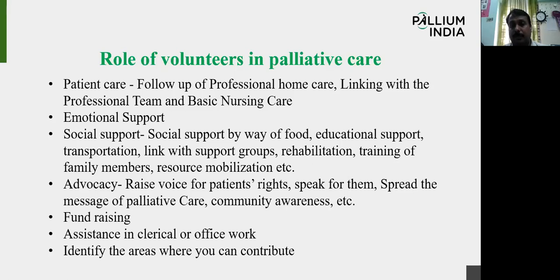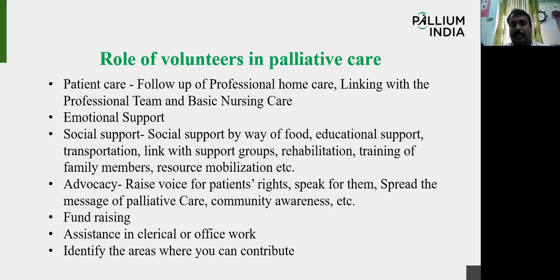Like they will be supporting the rehabilitation or vocational rehabilitation of the family with their consent, or their situation, or their expertise. We are not imposing a system or vocational rehabilitation on a particular family, but just based on their expertise, we will be providing that vocational rehabilitation. Training of family members on how to take care of the patient, especially the primary caregivers, self-care and all the things. Resource mobilization will be in another point.